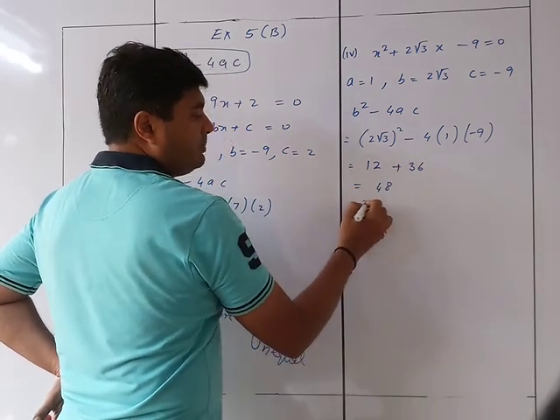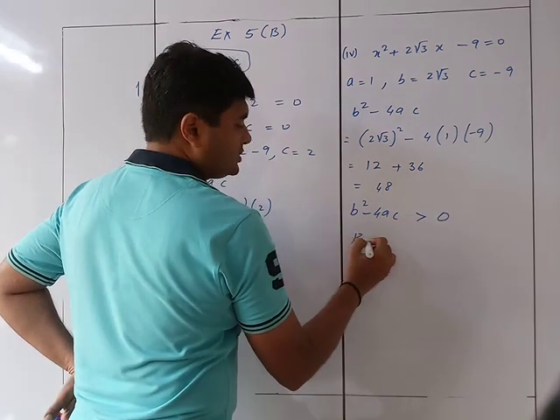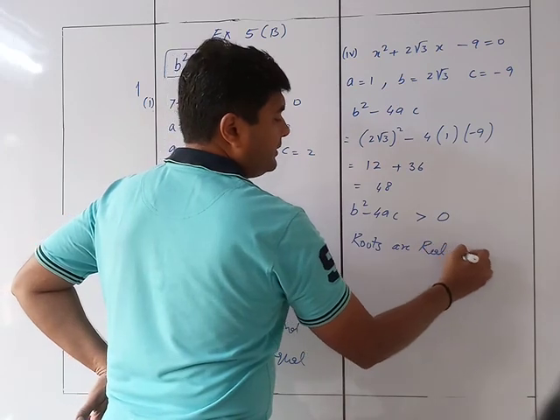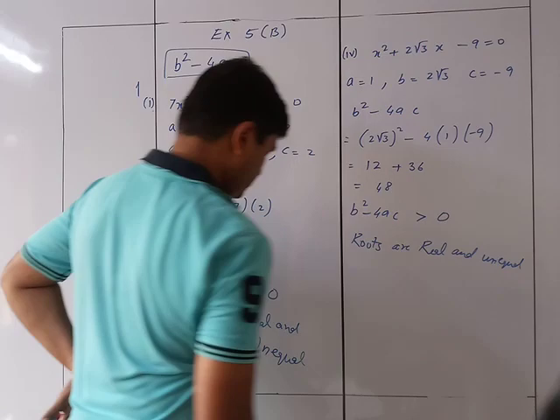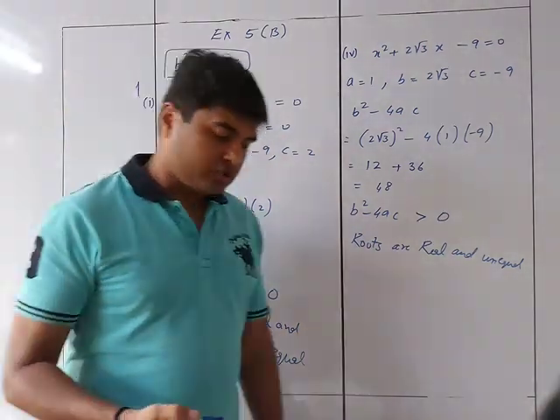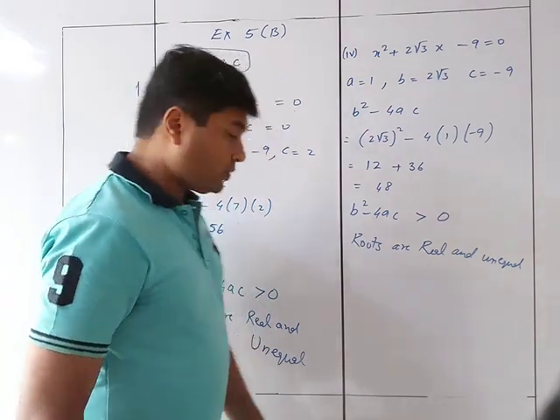Again the same thing, b square minus 4ac is greater than 0. So roots are real and unequal. Okay, got it? Simple. So this is how we are going to solve the first part. Now let's see the second question.